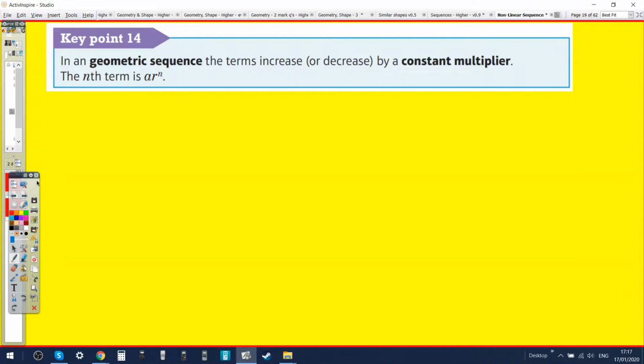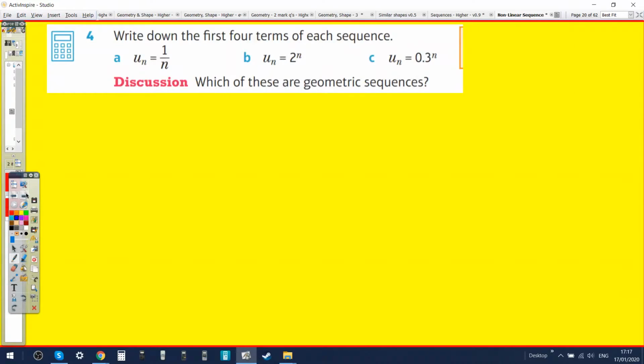Arithmetic sequence. You have a common difference. You're adding the same number each time. Geometric sequence. You're multiplying by the same number each time. So instead of plus 3, plus 3, plus 3, it's times 3, times 3, times 3.